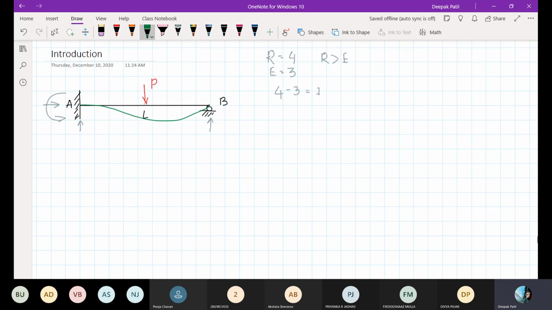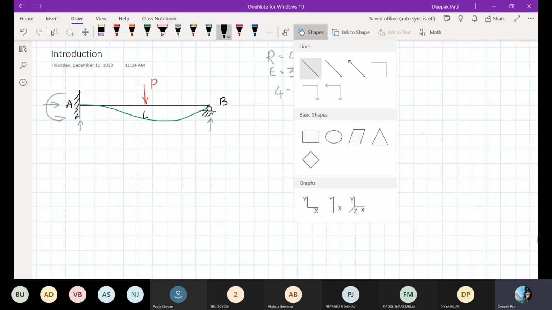You can see there is no deflection or no rotation here because there is a fixed support. So the beam will have a deflection like this. Since it is a propped cantilever, with the roller support at B, there will not be any deflection at point B also. Now I will draw the same structure.